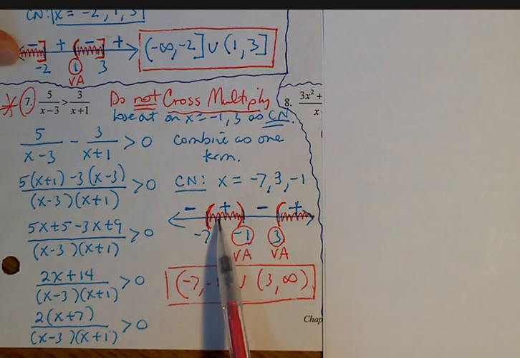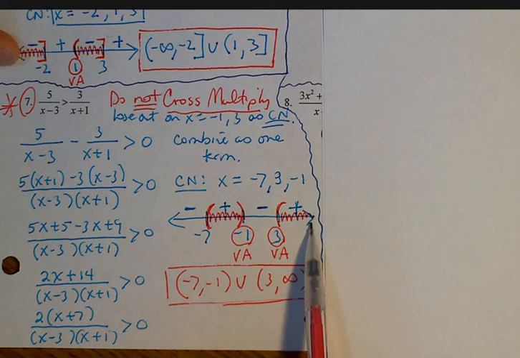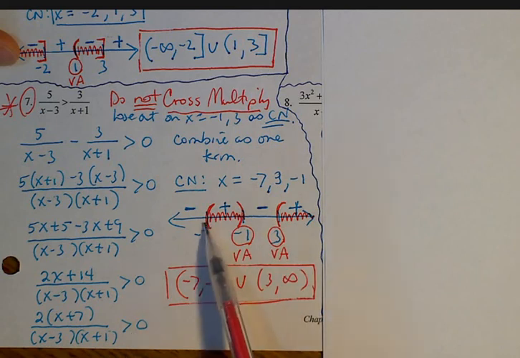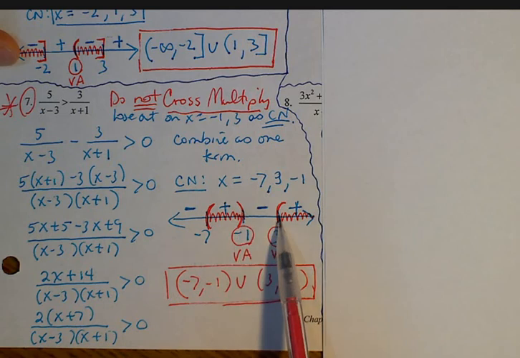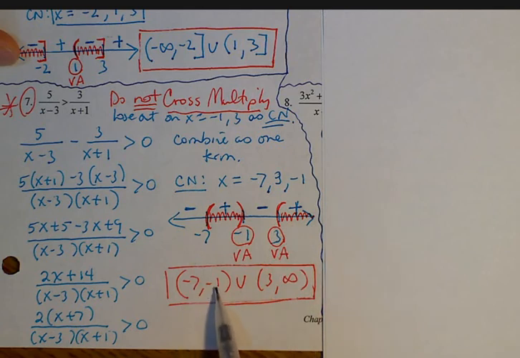And since it says just greater than, then I'll just make everything parentheses. Okay, now if it said greater than or equal to, then I would have a bracket here, parentheses and parentheses. But since it says just greater than, I'm just going to be using parentheses everywhere. So my final answer on this is negative 7 to negative 1, union, and then 3 out to infinity. And you can also verify this with your calculator.